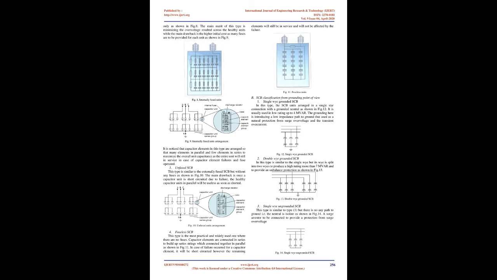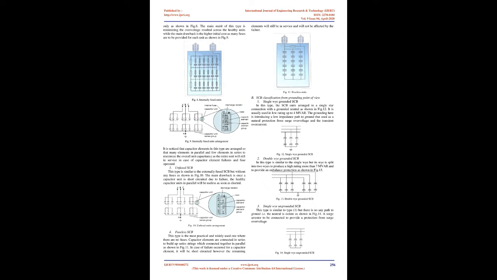In equals MVAR. As per equation 1 in 293A, the pickup current is 1465A. Since the CT ratio is 800/1, the setting current will be 1465 over 800.